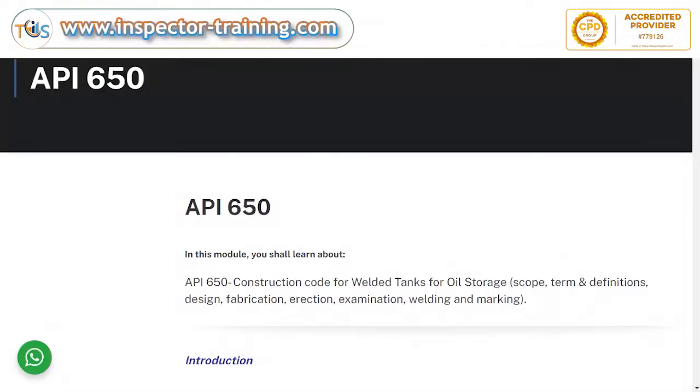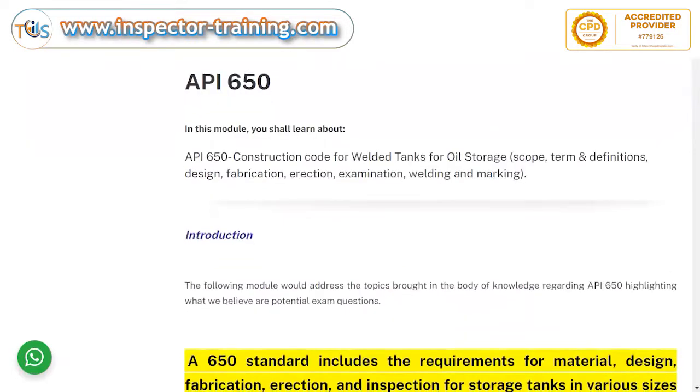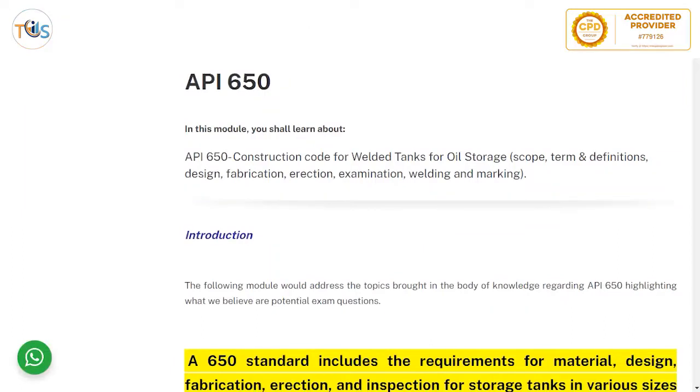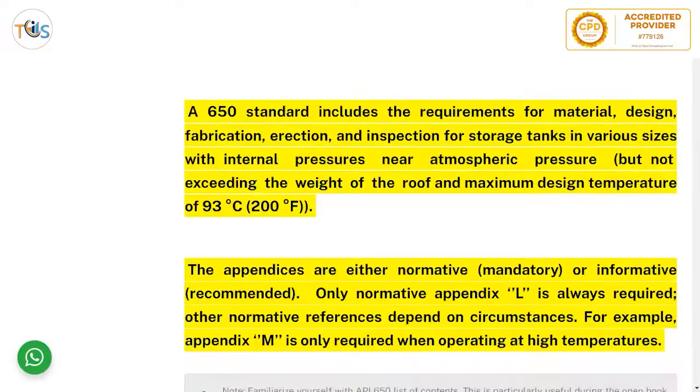API 650 storage tank construction code or standard. This is for welded tanks for oil storage, and it covers the scope, terms and definitions, design, fabrication, erection, examination, welding, and marking. The following modules would address the topics brought in the body of knowledge regarding API 650, highlighting what we believe are potential exam questions.